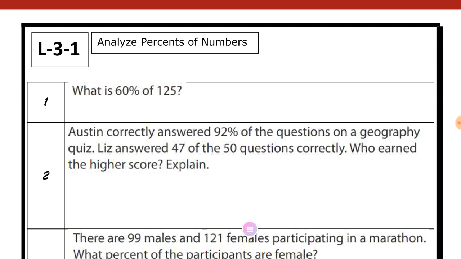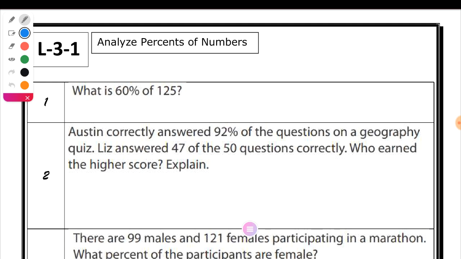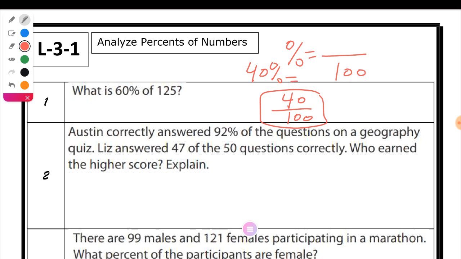Percent, the meaning of percent is what? It's a fraction. Percent is a fraction whose denominator is 100. So 40% means 40 over 100. It's a fraction, but its denominator is always 100. And we can write it in decimal form. It can be written as 0.4. So 0.4 is the same as 40%.